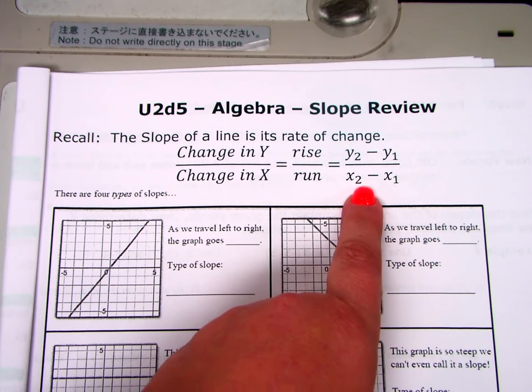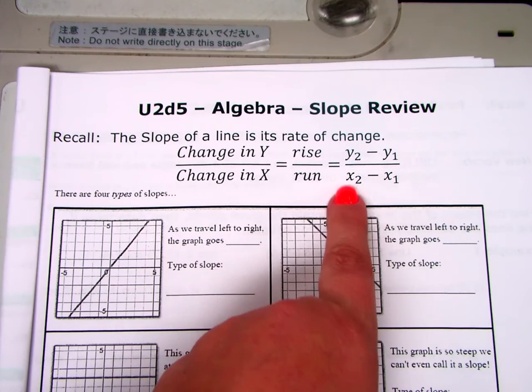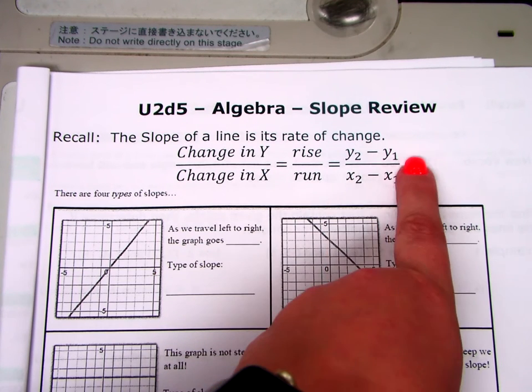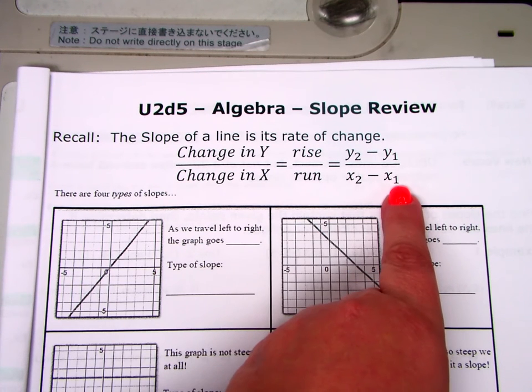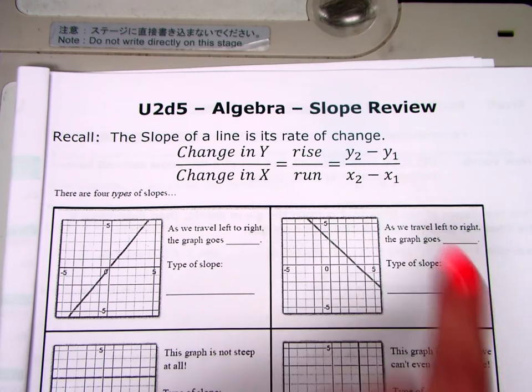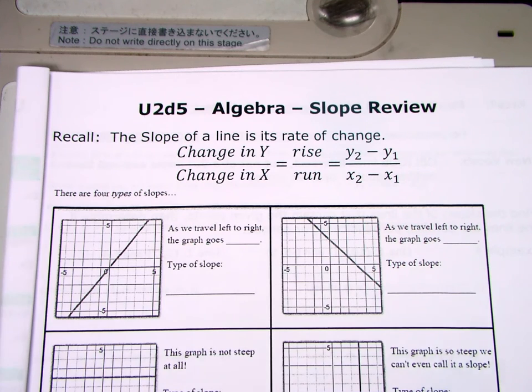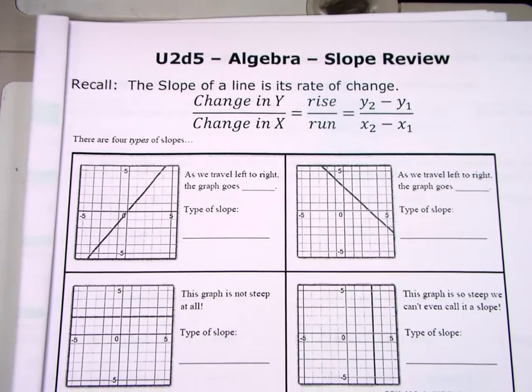It's important that you stay consistent. The y and the x that come first need to come from the same point. The y and the x that come second need to come from the same point. It doesn't matter which one you call point 1 and which one you call point 2, as long as you stay consistent. There are 4 types of slope.